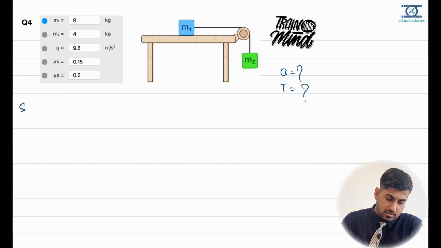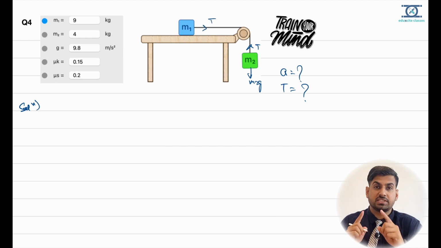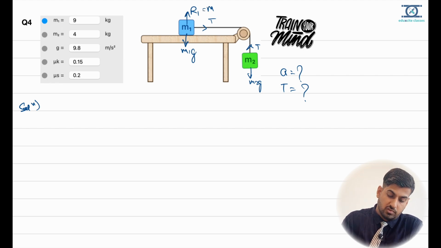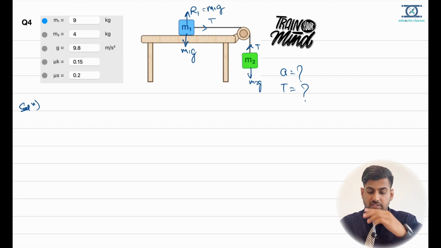Okay, now if you look at this case, again I will draw m2g. This will be tension, tension will be here. Always tension is away from the object, that I have discussed in my previous video. If you have not watched, check the playlist in the description. Here it will be m1g and normal reaction R1, which will be equal to m1g because the vertical forces are balanced.